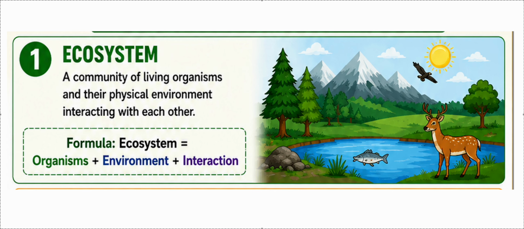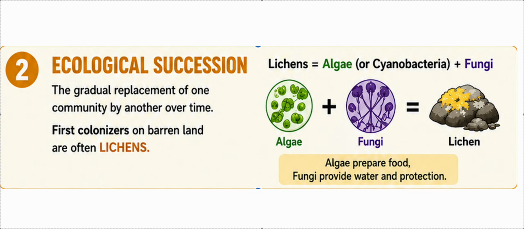Next is ecological succession. The definition: ecological succession means gradual replacement of one community by another over time. The biggest doubt: does succession mean survival? No. Many students confuse succession with survival. Survival means one organism stays alive. Example, a deer escaping from a tiger, that is survival. Succession means one community gradually replaces another.